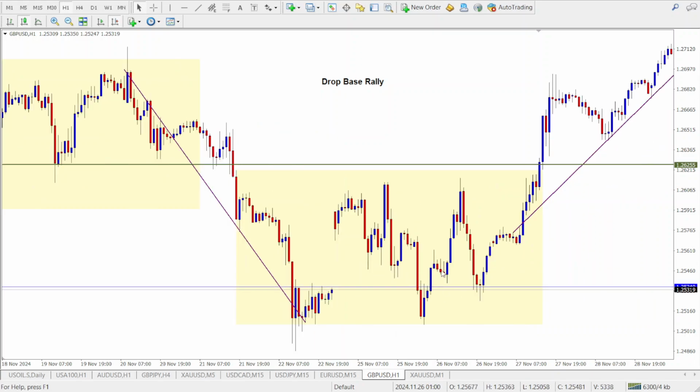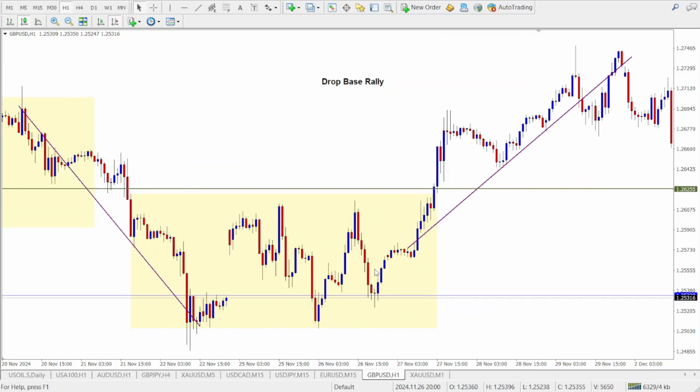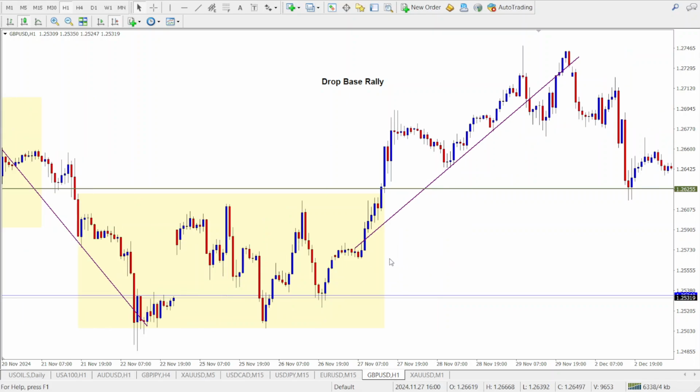Then the base. After the drop, look for a consolidation range or base where price starts to form a sideways pattern. This base should be relatively tight with price bouncing within a defined range. The tighter the range, the better the base is. Then the rally. Finally, after the base is formed, watch for a strong upward breakout. This is the most important part of the pattern. You want to see price break above the consolidation area with strong bullish candles.